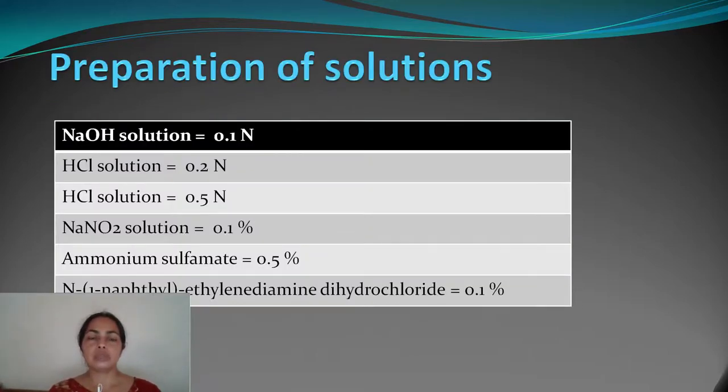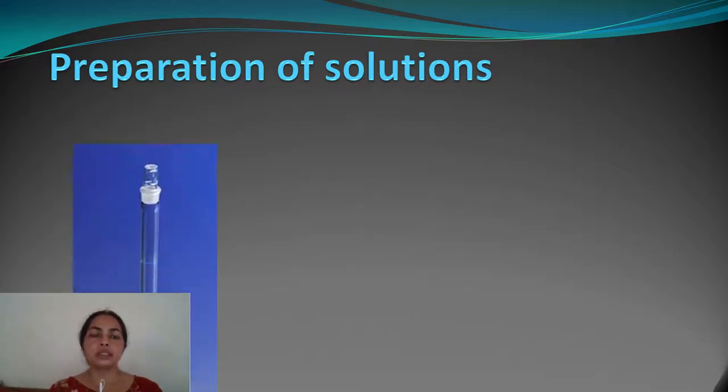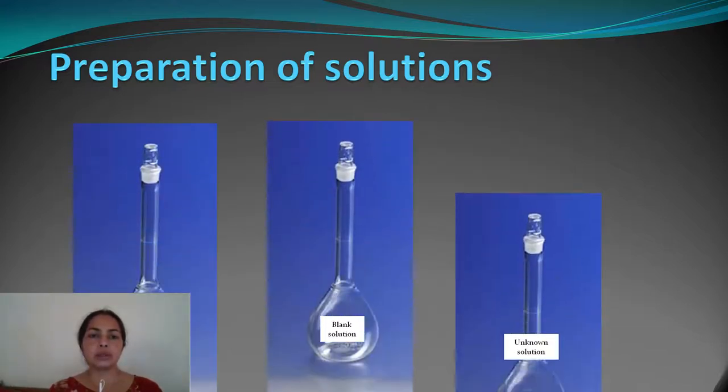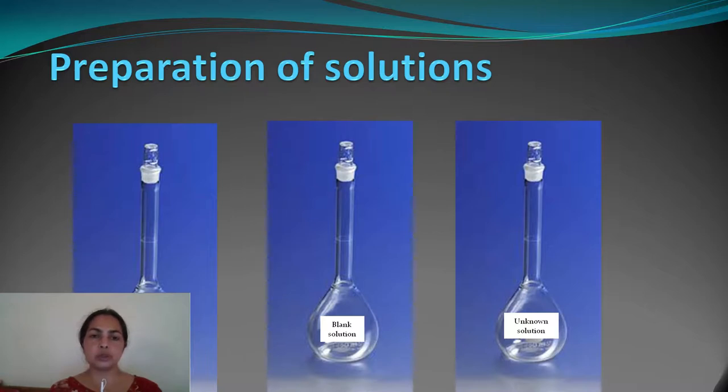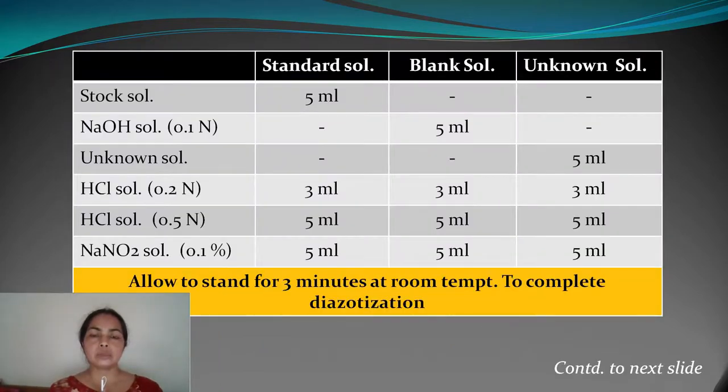First of all, we have to prepare the solutions. All the solutions like NaOH, HCl solutions of 0.2 normal and 0.5 normal strength, sodium nitrate solution, ammonium sulfamate solution, and N1-naphthyl ethylene diamine dihydrochloride solution will be prepared. In addition to that, we need to prepare 3 solutions. We will be using 3 volumetric flasks of 50 ml size. We will label them as standard solution, blank solution, and unknown solution. And this will be the composition of them.